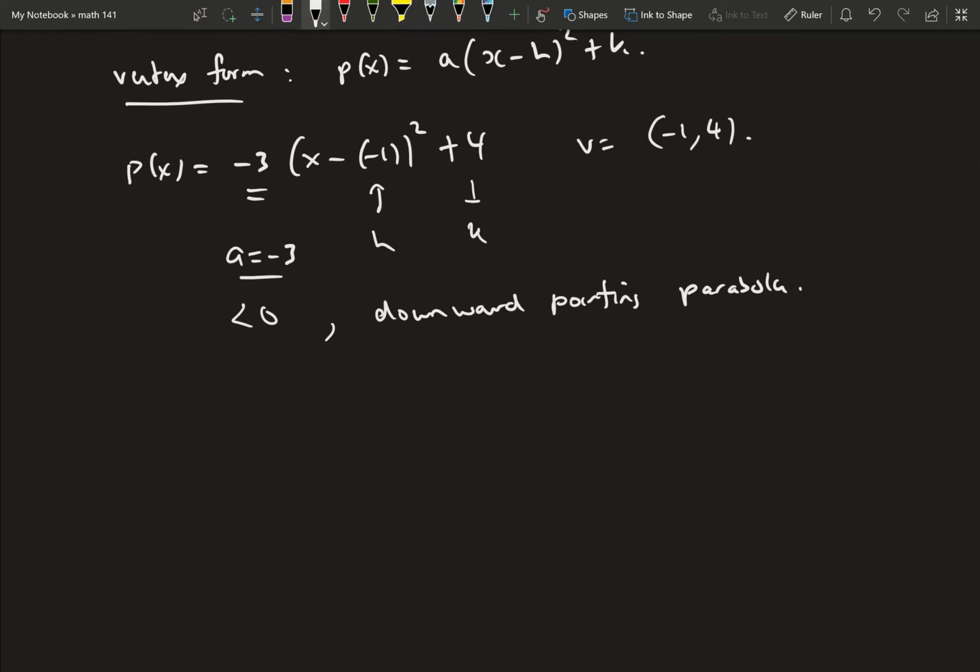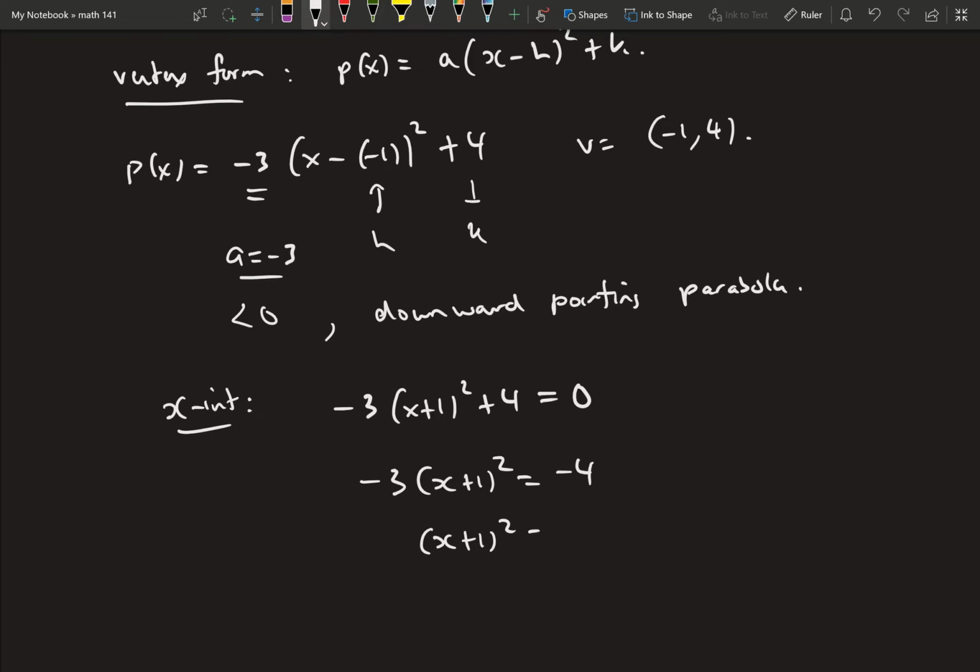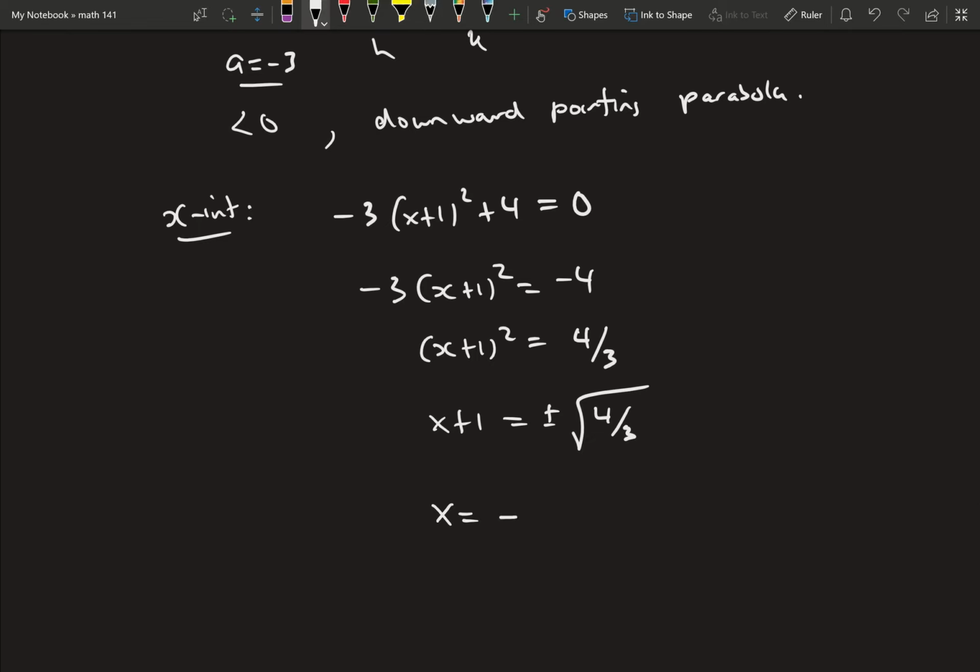So let's compute our x-intercepts. So we have negative 3(x plus 1) squared plus 4. We have to set that to be 0 and solve for x. So we have negative 3(x plus 1) squared is equal to minus 4, or (x plus 1) squared is equal to 4/3, or x plus 1 is plus or minus the square root of 4/3. So x equals negative 1 plus or minus the square root of 4/3. And these are our x-intercepts. Of course, this is where y is 0.